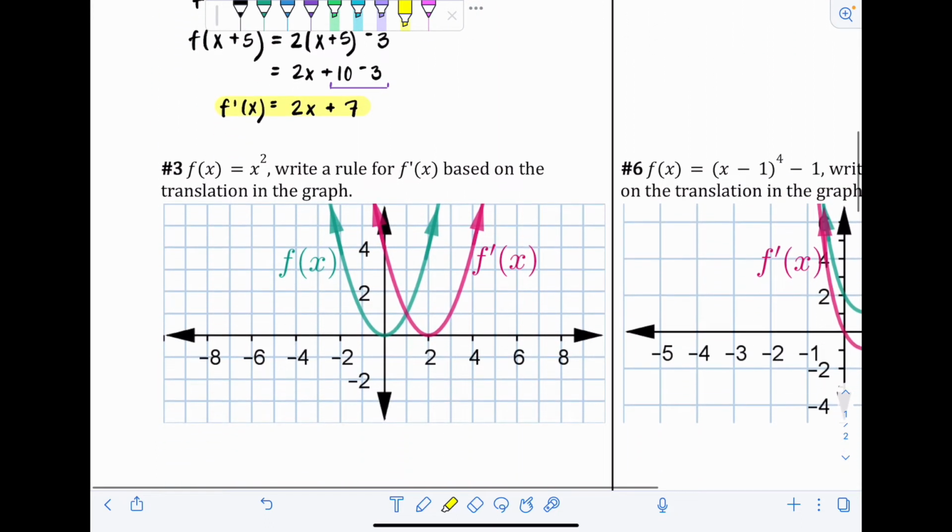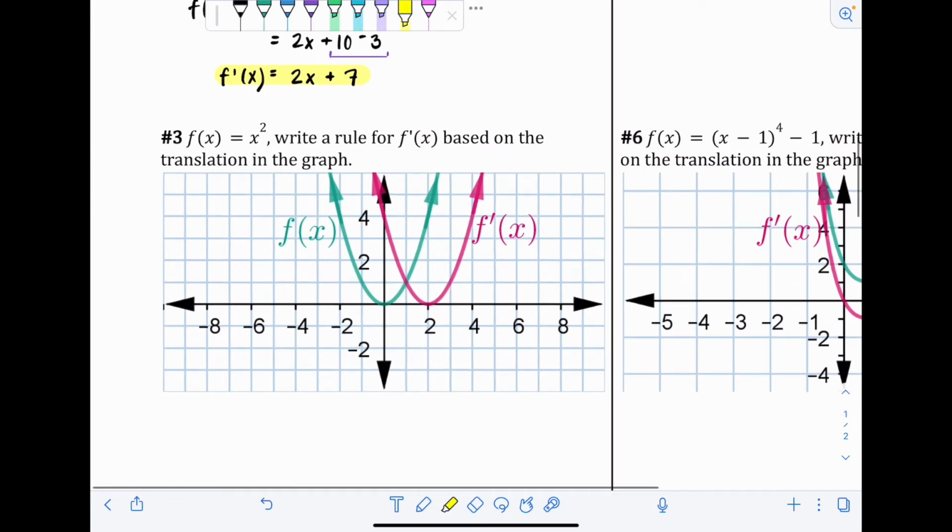And then the last one for horizontal translations, number 3, says f of x is equal to x squared. So that's our parent function for a quadratic, the most basic form of a quadratic. Write a rule for f of x based on the translation in the graph. In this case, it doesn't tell us what the translation is. We have to look at the graph and find it. I think the easiest way to do that for a quadratic is to look at where the vertex is and how it changes, and then make sure that in general the shape of the graph stays exactly the same. Right now we don't have to worry about that, but if the shape of the graph changes, there could be different transformations happening as well.